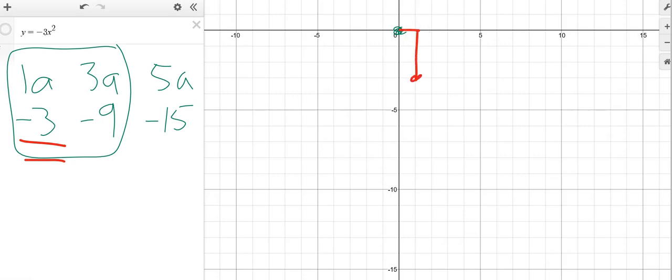So, I'm coming down 3 units and plotting that point. I go 1 more unit to the right. How far down should I go? 9. If I go 1 more unit to the right, how far down should I go? 15, and that's definitely going to drop off the graph, so I don't have enough room for that, right?